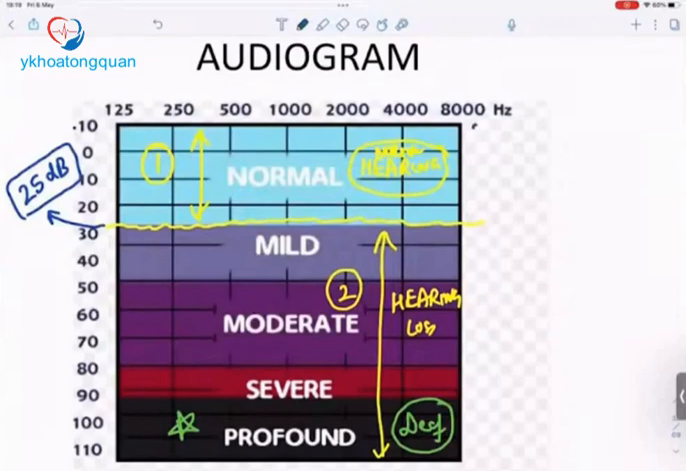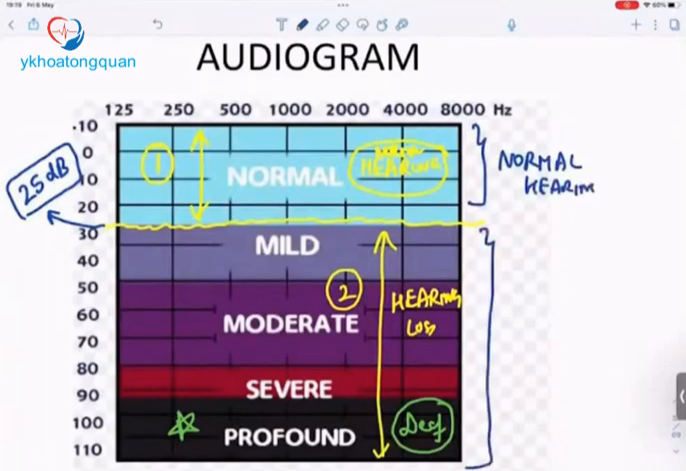Once again, tell them, this zone is the normal hearing zone. And if somebody's lines come in this zone, it is a hearing loss zone. Once again, tell them, every pediatrician and general doctor should know your hearing line should come in the blue, upper blue zone only.